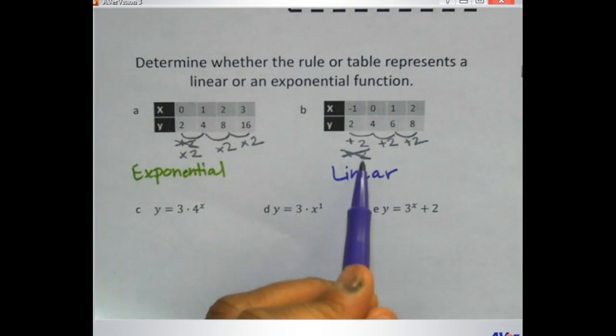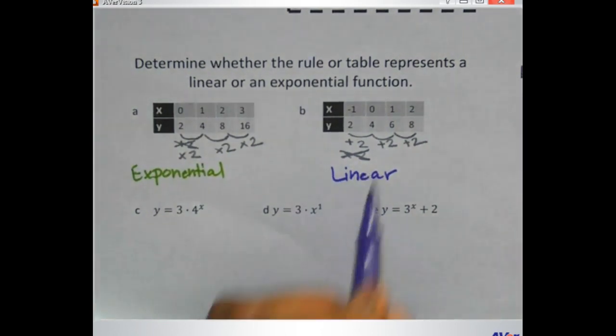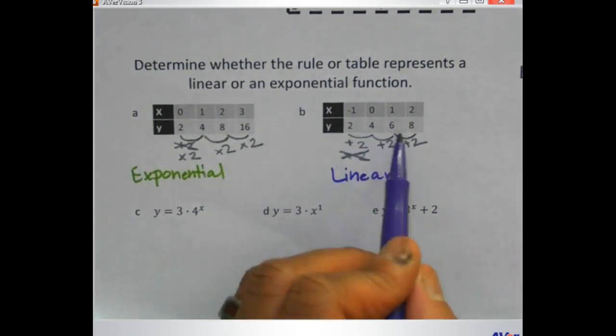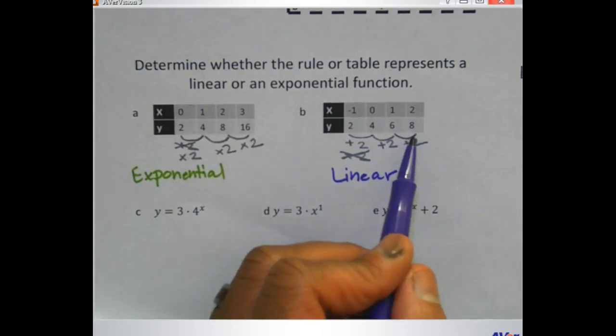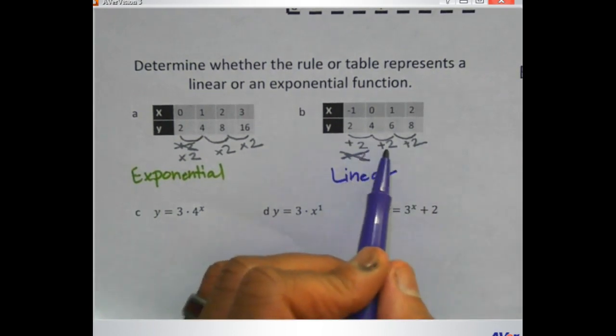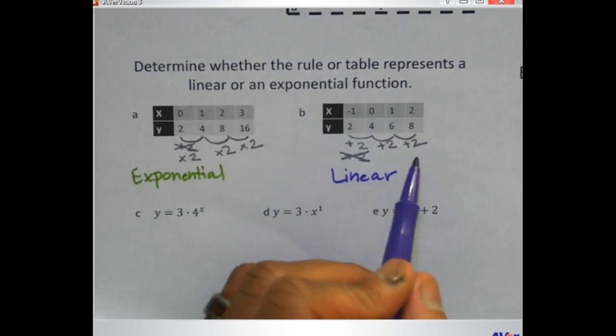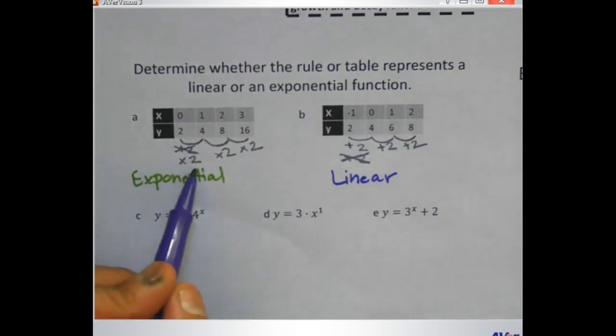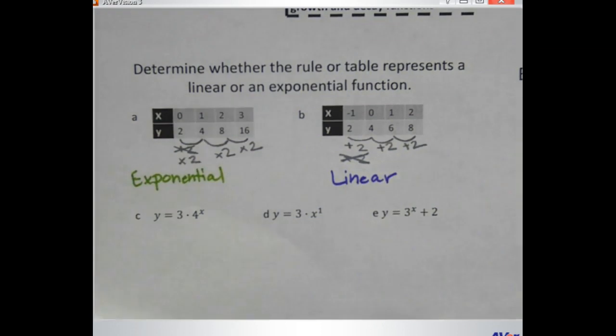Again, this works if I'm adding or subtracting. If I had done minus 2, minus 2, minus 2, minus 2. Why does that work? Because it's like saying plus negative 2, plus negative 2. For this one, it could have been times 1/2 or divided by 2 if it was something else. All right.